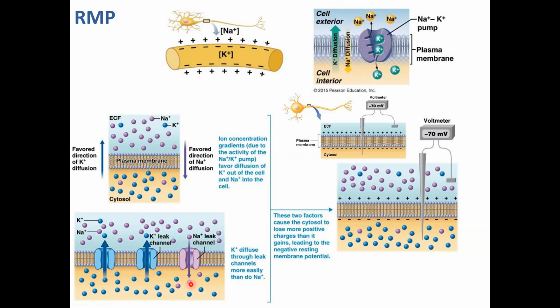Of course, some sodium did return in, but because we have way more potassium leakage channels, the cell reaches this -70 millivolts. And this is kind of an equilibrium, achieved by the sodium-potassium pump and leakage channels. And that's what resting membrane potential is. So this is separation of charges. Your cells become little batteries. They do have potential energy. Right, so that's RMP, resting membrane potential.